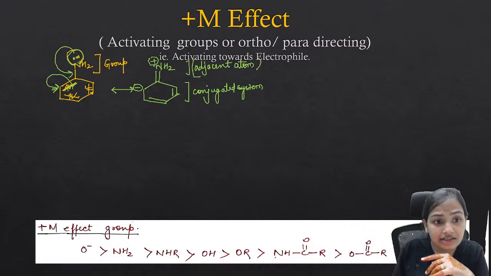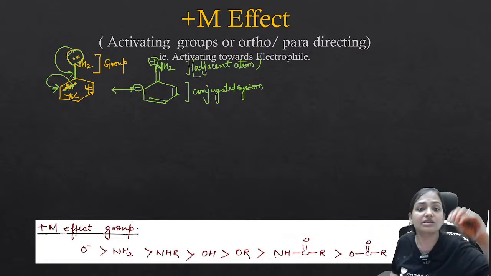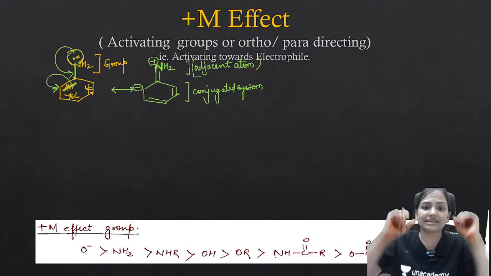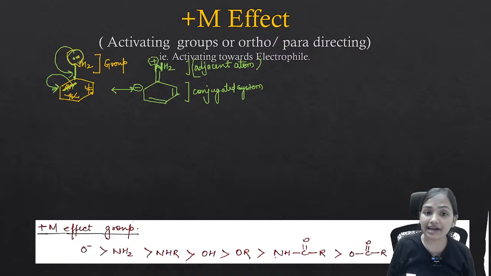I mean to say that the polarity is developed between the conjugated system and the adjacent atom, meaning the atom which is directly attached to the benzene ring. So this is the atom which is directly attached to the benzene ring. So I am talking about the nitrogen. So this is the polarity developed between the conjugated system and the adjacent atom. So how does this polarity develop?